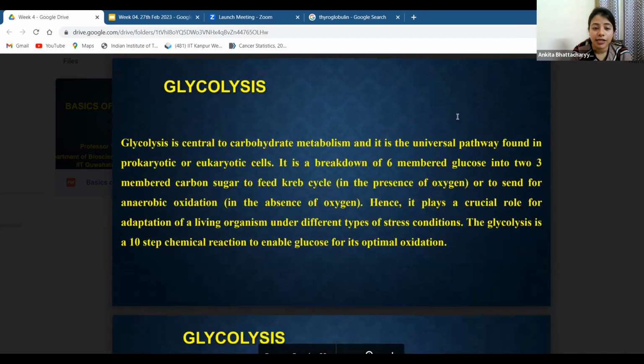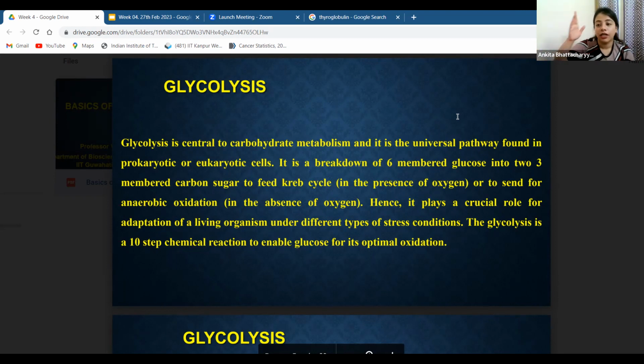So glycolysis is actually central to carbohydrate metabolism. It's the universal pathway found in prokaryotic or eukaryotic cells. Glycolysis is one of the most fundamental processes operational in overall cells, even in cancer cells. It's a major source of energy. If you just break down the name, you'll see there is glyco and lysis. Glyco in particular here is glucose.